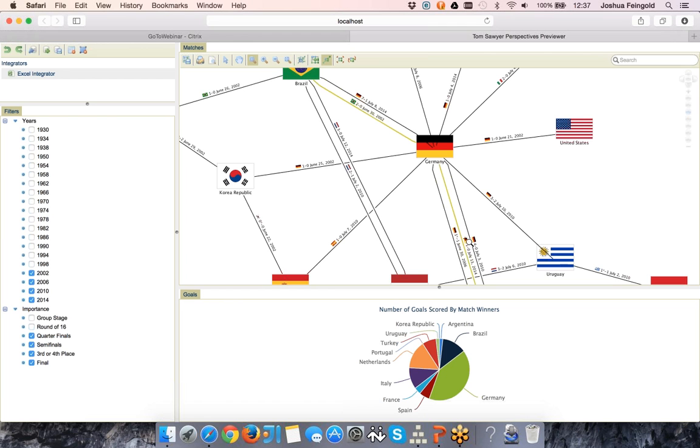So here's a 4-0 victory for Germany. Here's a 1-0 victory. This yellow edge indicates that it's a final. We've got a 1-1 result with extra time. We have a 2-0 victory for Brazil up here, and a 7-1 victory in 2014. You know, it seems like a pretty good way to get back at them for this 2002 loss, right?